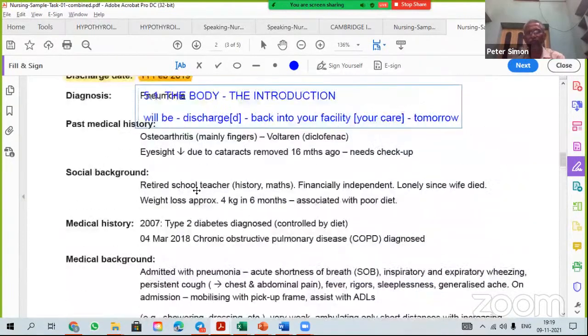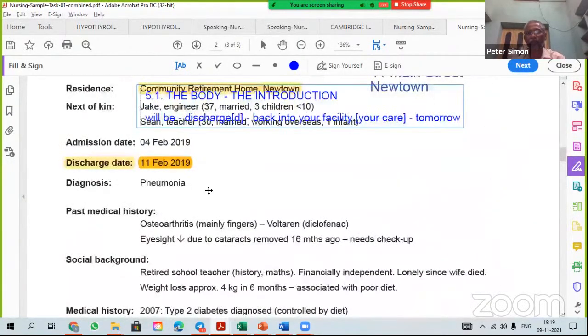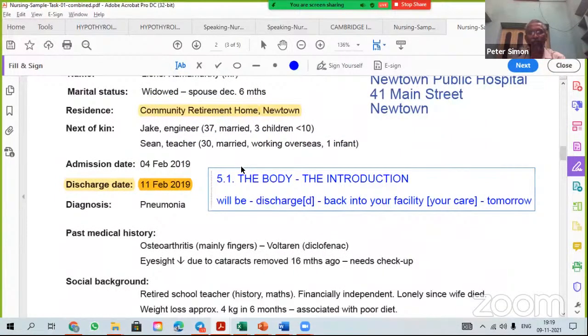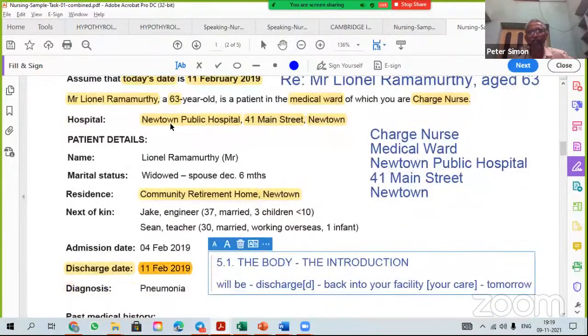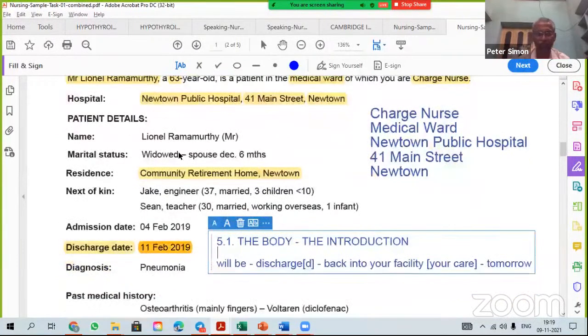From here, you have to pick up some more information. So, Mr. Lionel Ramamurthy, a 63-year-old, is a patient in the medical ward of which you are charge nurse. So now this is the address, your hospital address, right? Now here you have to write the name of the patient, Mr. Lionel Ramamurthy, write full name. Or even just Mr. Ramamurthy also you can write, because in the subject you have already written Mr. Lionel Ramamurthy. No need of writing full.